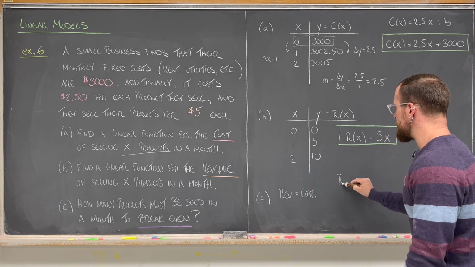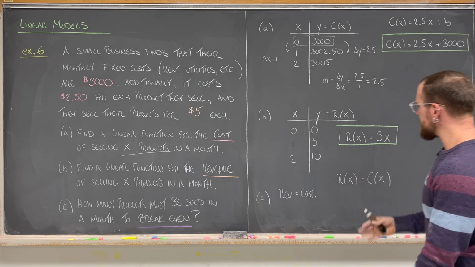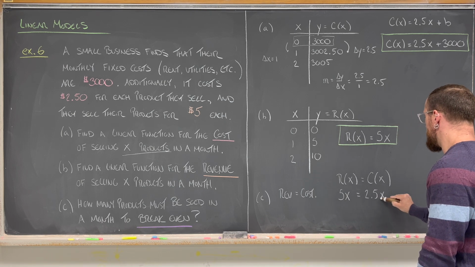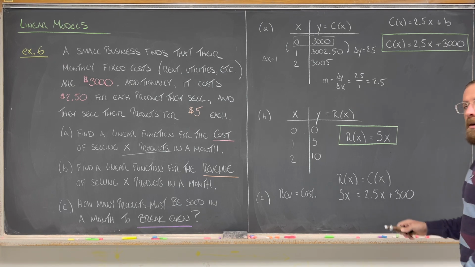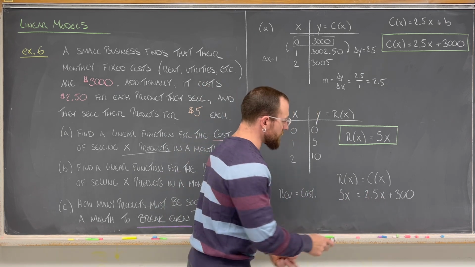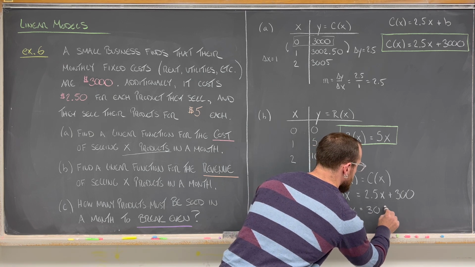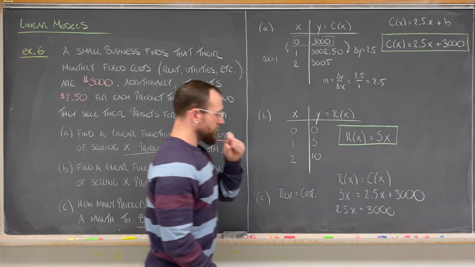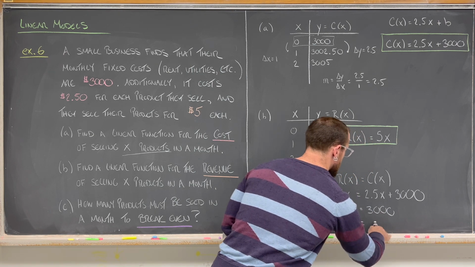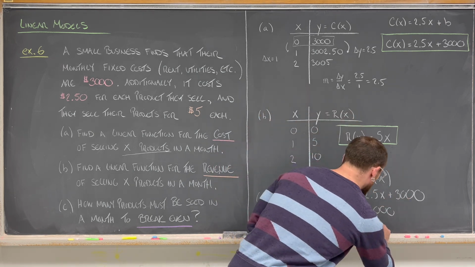This equation translates into revenue equals cost. We know that those are functions of x. The revenue is 5x. The cost is 2.5x plus 3,000. This is a very simple equation to solve. It's a linear equation. If I subtract 2.5x from both sides, it says 2.5x equals 3,000. Sorry, this should say 3,000. And if I divide both sides by 2.5, you could use a calculator to do this. 3,000 divided by 2.5 is 1,200.